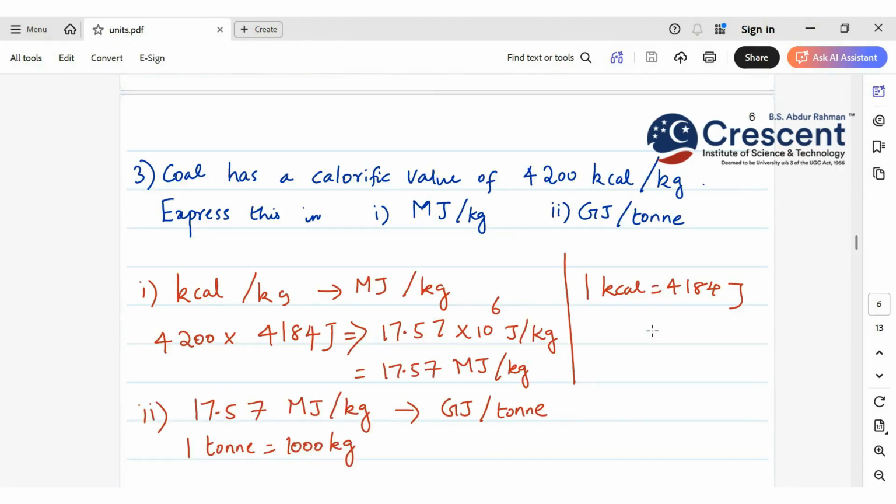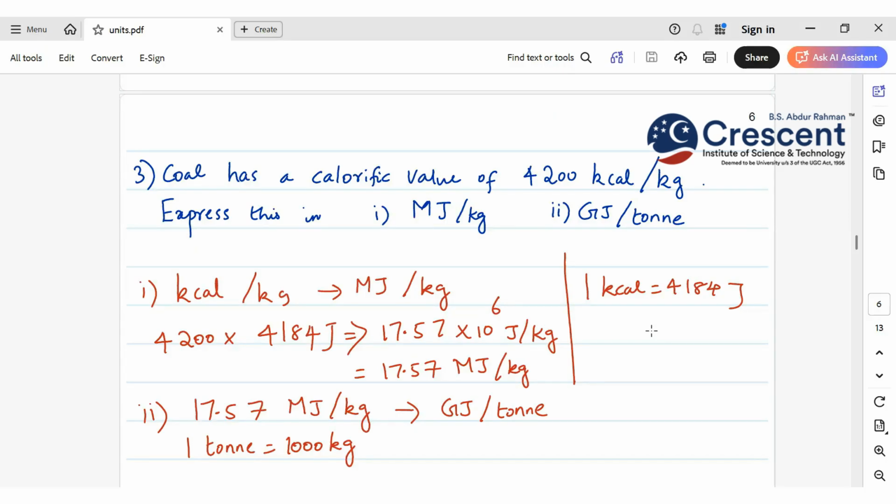Okay, next conversion problem. Coal has a calorific value of 4200 kilocalories per kg. Express this in megajoules per kg, gigajoules per ton. So first one is kilocalories per kg to be converted into megajoules per kg. Kilocalories you have to convert to joules first. So 4200 into 4184 joules will give us 17.57 into 10 power 6 joules, or it can be written as 17.57 megajoules per kg.